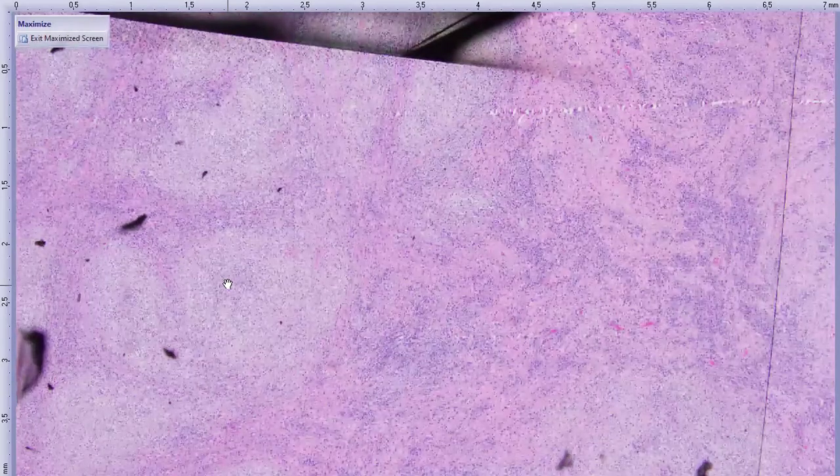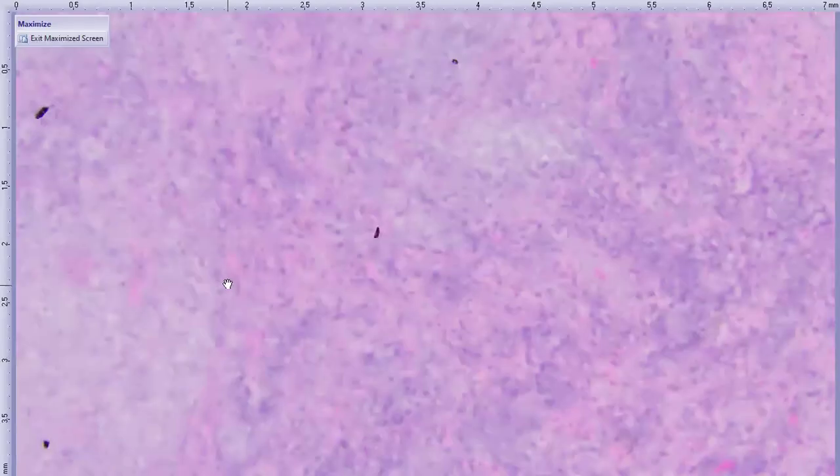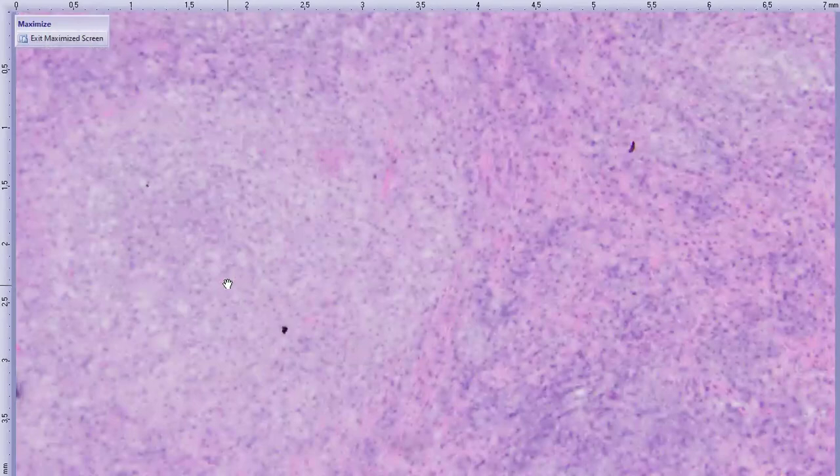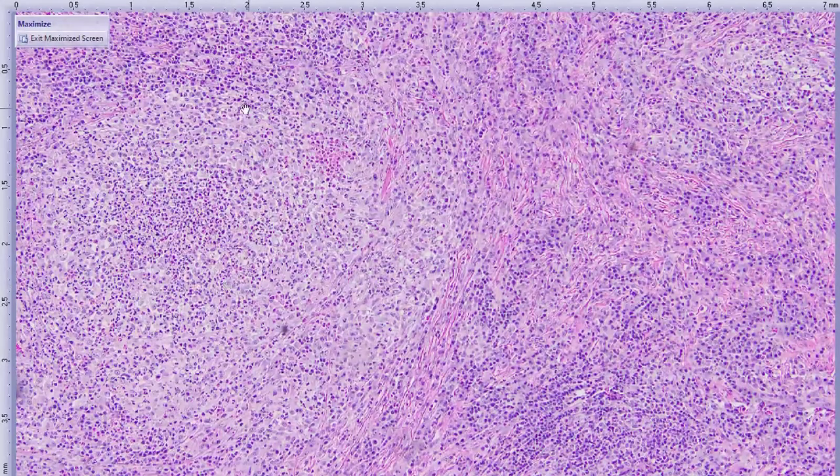These are pyogranulomas. Might be hard to center on one, but a pyogranuloma is basically a juicy center of neutrophils, often degenerate, surrounded by layers of epithelioid macrophages. So that's what we have here.